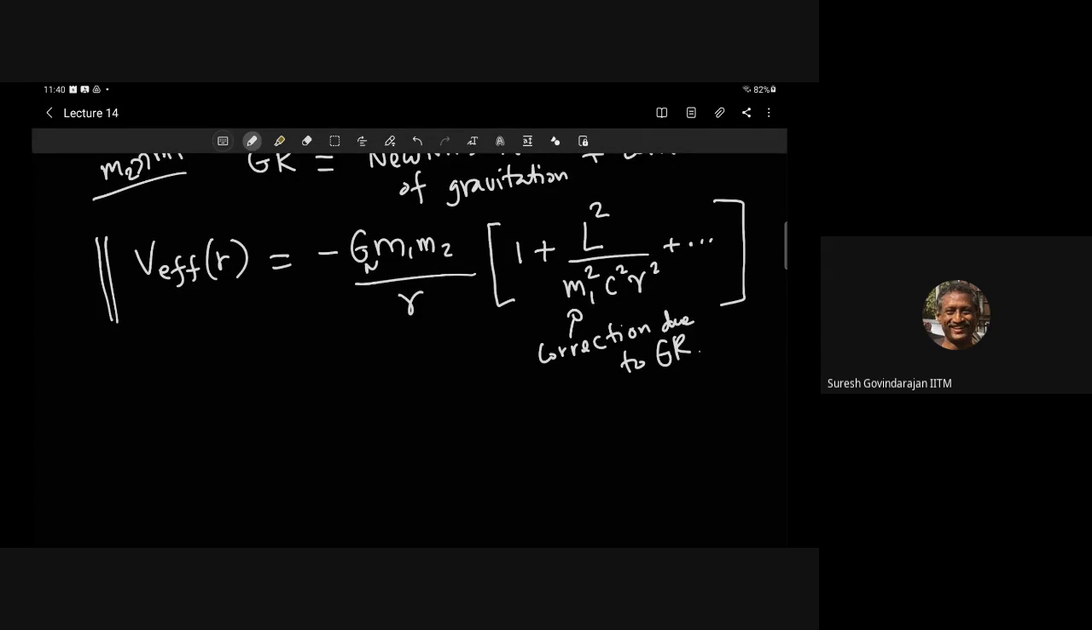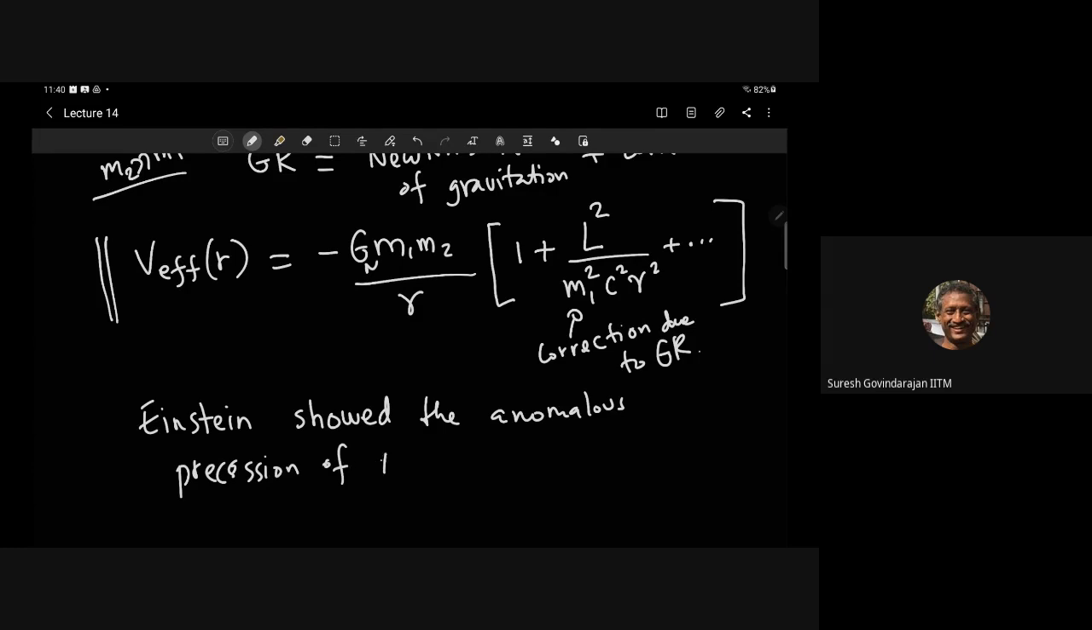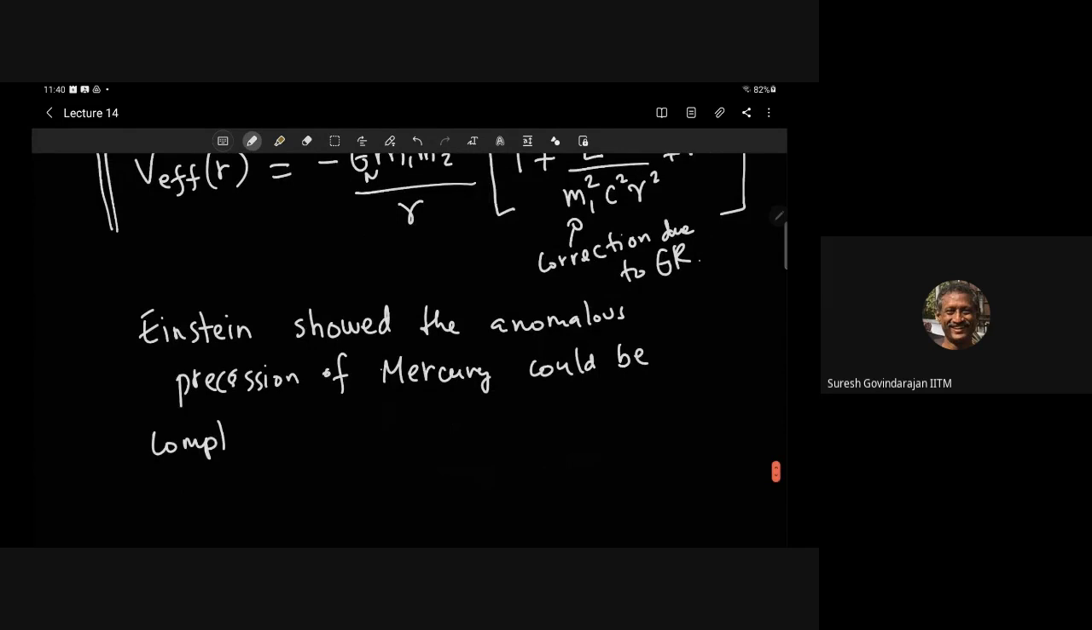This is just the V effective of R, and there's a reason he did this. Einstein showed that the anomalous precession of Mercury would be completely explained by this additional term.